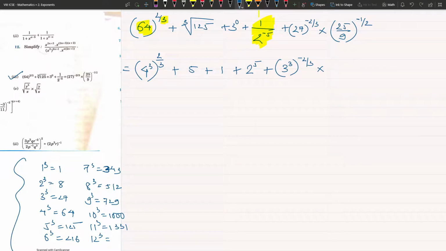Now you see over here the power is negative. Here also the power was negative, but we didn't do anything immediately. Here the power is negative, we can do something about it. If you don't want to do anything about it, then just express 25 and 9 as a square of a number. Why square? Because there is 2 in the denominator of the power. Can you express 25 and 9 both as a square of a number? Whose square is 25 and whose square is 9?